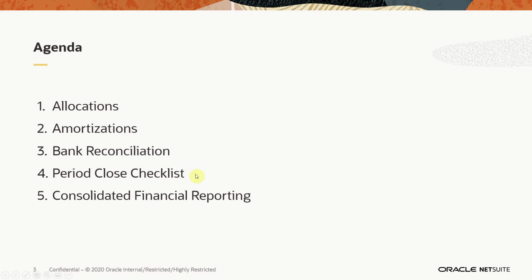And then the period close checklist, which really helps lay out exactly which steps you need to take in order to close that period. And we finish it off by looking at NetSuite's advanced reporting tools, how it's very drillable and customizable, and really you can slice and dice it any way you see fit. So you can really consolidate your financial reporting very easily using NetSuite.